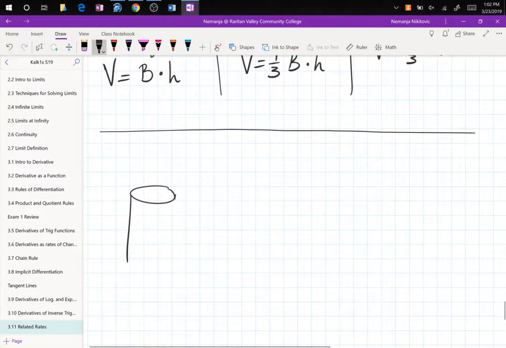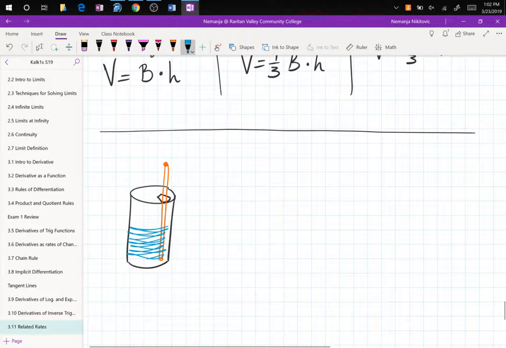Now what we're going to do is we're going to take a cylinder, and this happens to be one of your drinks. You put in a straw, and you drink. You have liquid inside. And every time you take a sip, the liquid goes down.